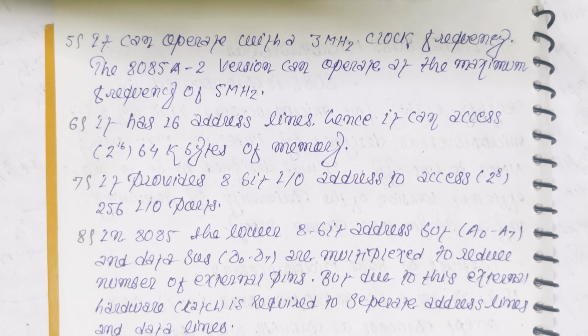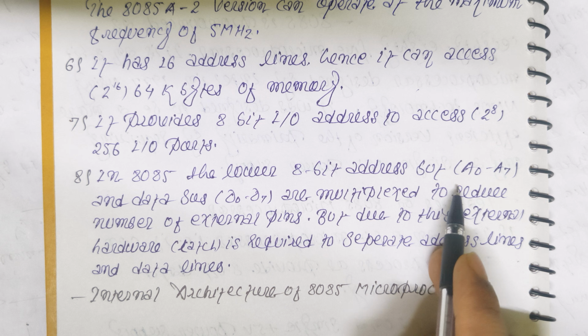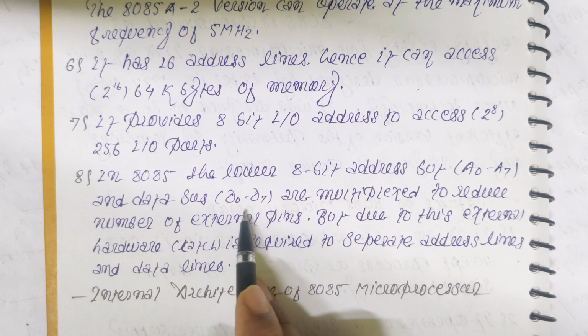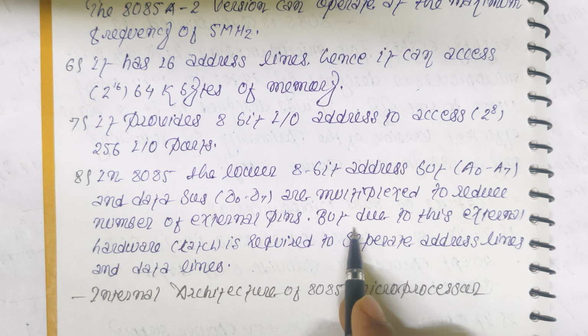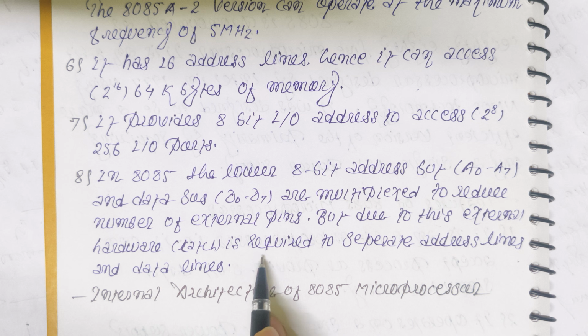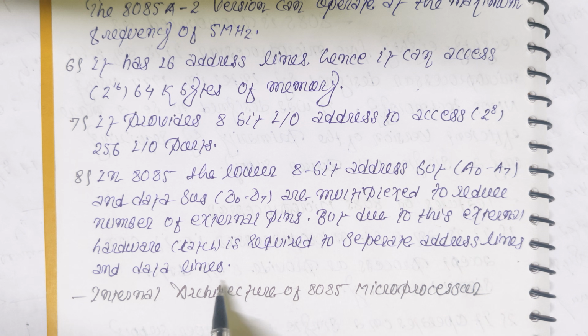Eighth, in 8085, the lower 8-bit address bus A0 to A7 and data bus D0 to D7 are multiplexed to reduce the number of external pins, but due to this, external hardware is required to separate address lines and data lines.